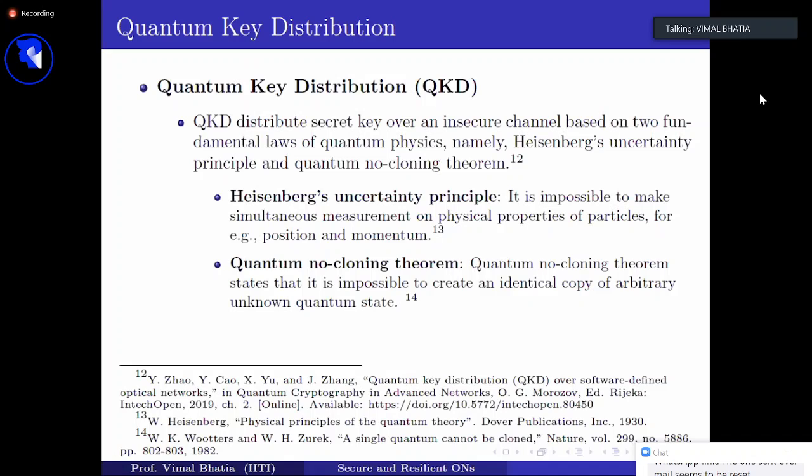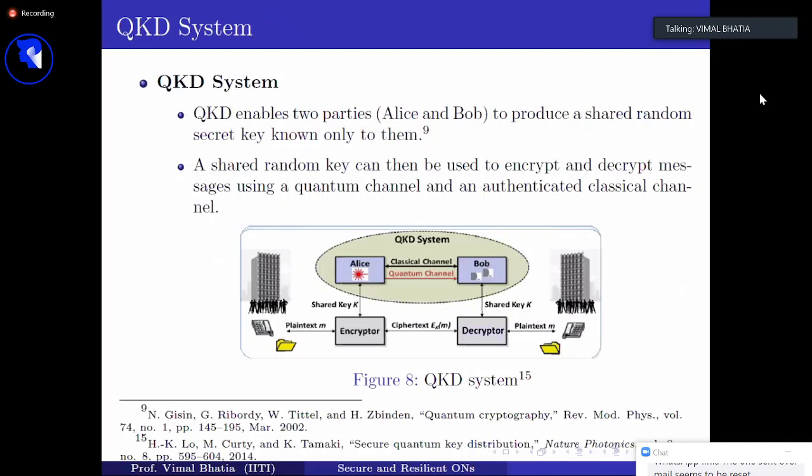Let's briefly look at these; if you are interested, you can look at the references in detail. Under the Heisenberg uncertainty principle, it is impossible to make simultaneous measurements of certain physical properties of a particle, for example position and momentum. There will be some change because you are looking at the particle from two different points. The quantum no-cloning theorem states that it is impossible to create an identical copy of an arbitrary unknown quantum state. This is something that can help in securing an optical network.